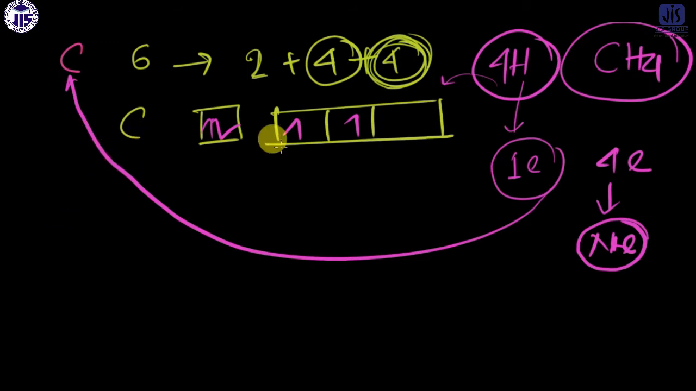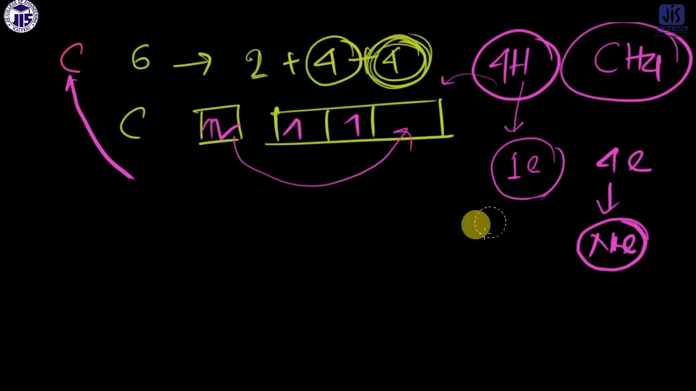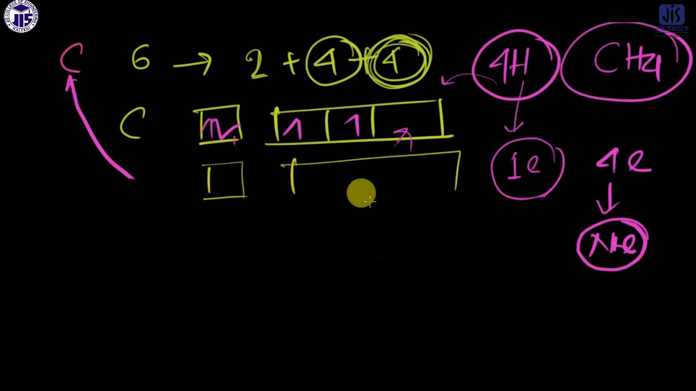So how is it possible? It is possible because 4 half filled orbitals are required, so 1 electron should jump here. So that means in the excited state the electronic configuration will be like this. 4 half filled orbitals should be available. 1, then 2, then 3, 4. Okay, so 4 half filled orbitals are there.